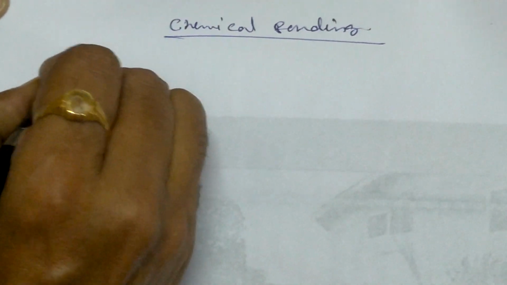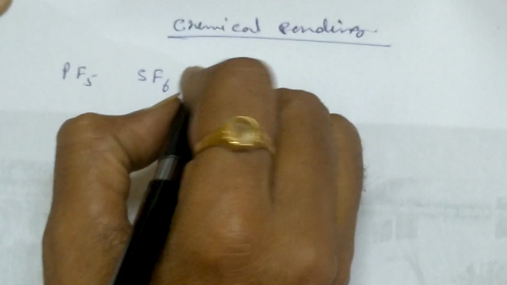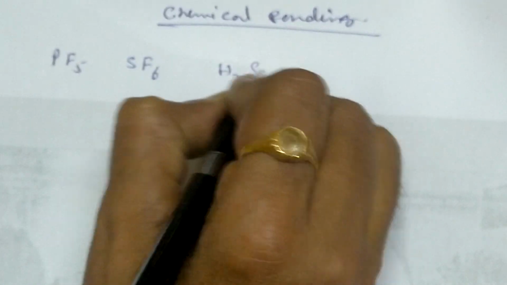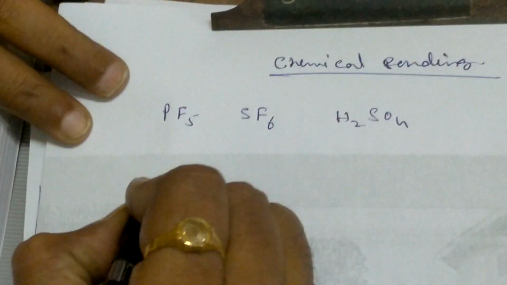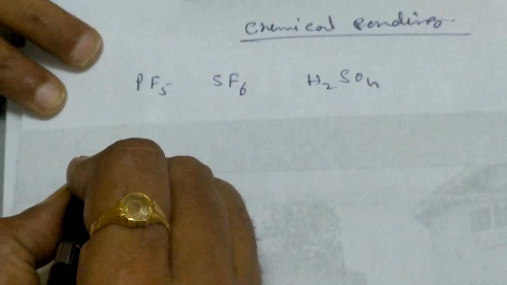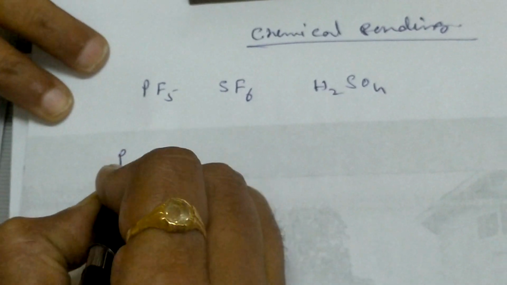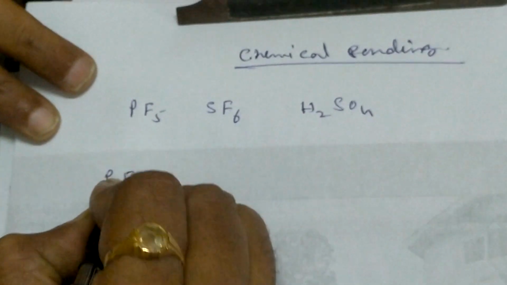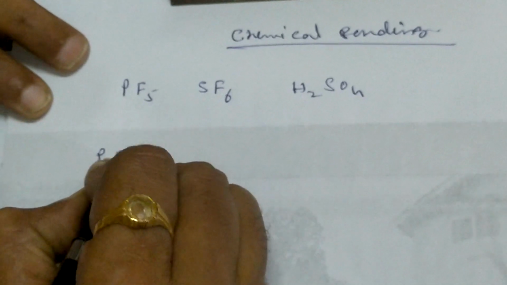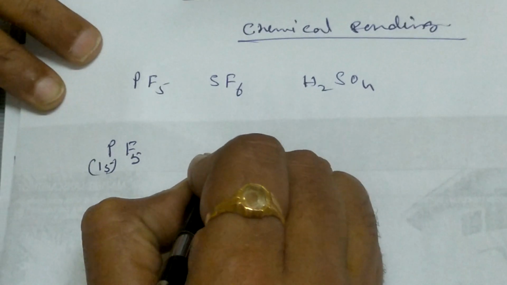One is PF5, SF6, and sulfuric acid. We will say one or two first. Phosphorus: how much is the atomic number of phosphorus? PF5 we will say. Phosphorus is 7 plus 8, that is nothing but 15. 7 is nitrogen, and 15 is the same family. This is only the atomic number for convenience. So there are 5 bonds with P.